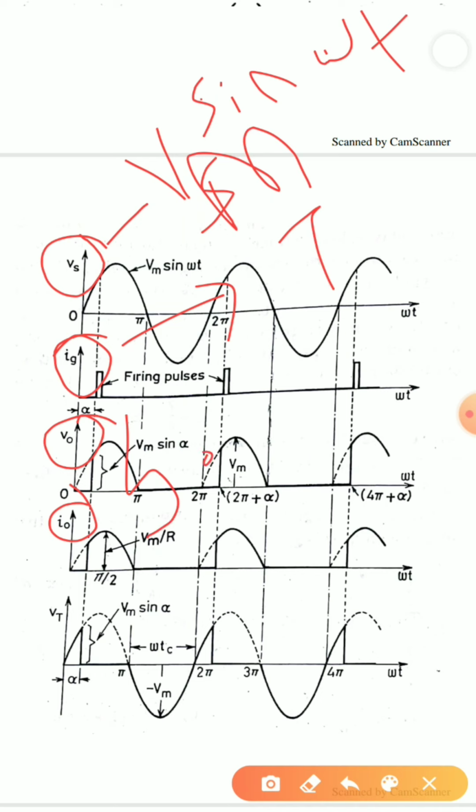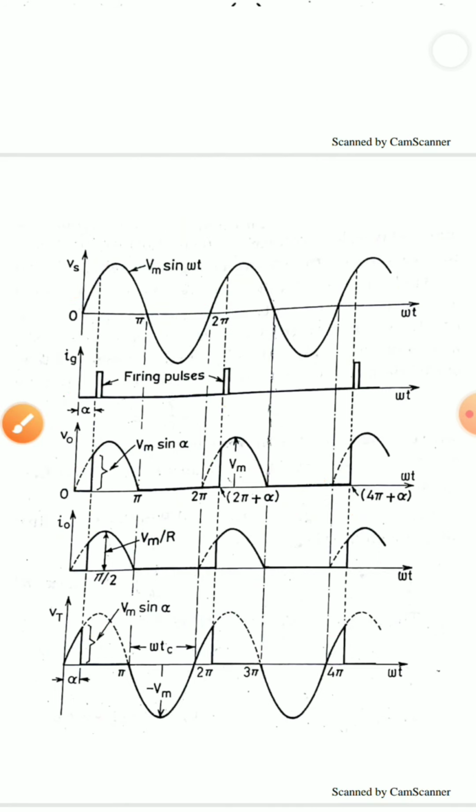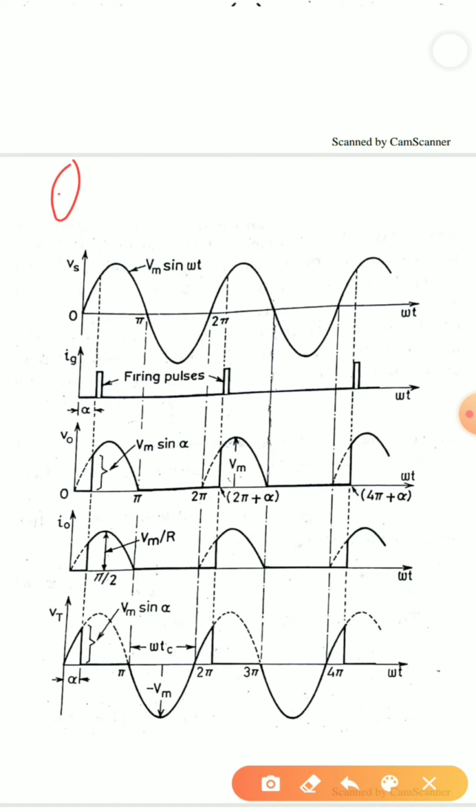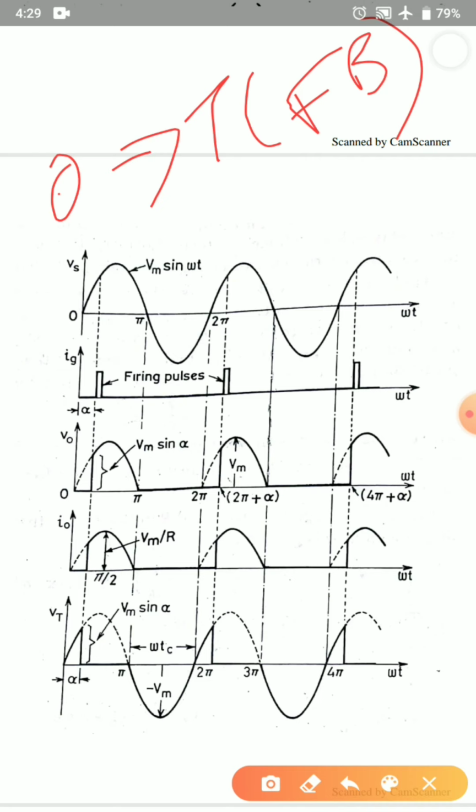This is my output, and this is Vt, the voltage appearing across the thyristor T. Now let us check how this circuit is working. At omega t equal to 0, my thyristor T will become forward biased. When it is forward biased, it has not started conducting. Looking at the output waveform, only the dotted line is there. This is the output that I am getting, that is, there is no conduction.